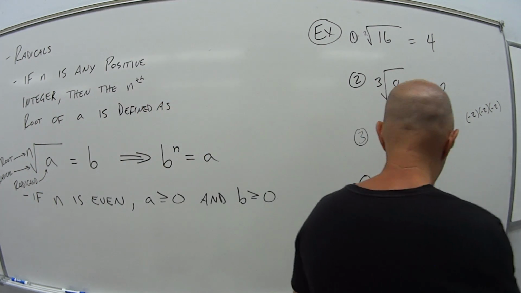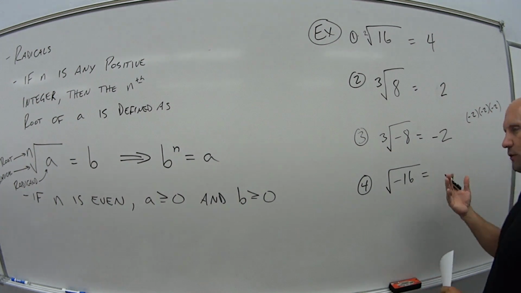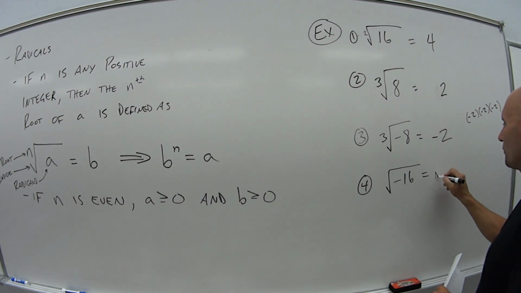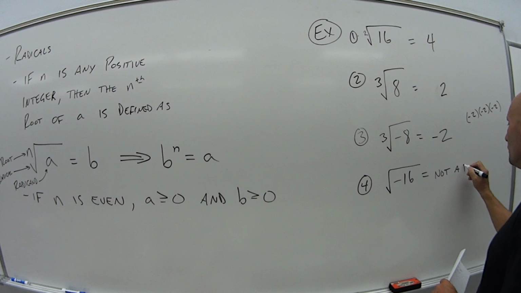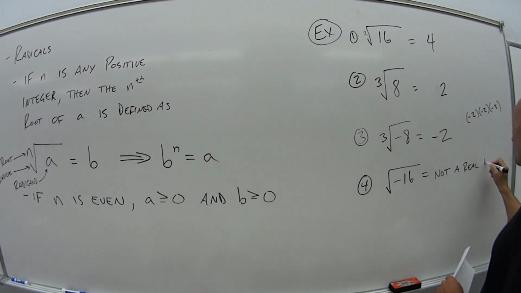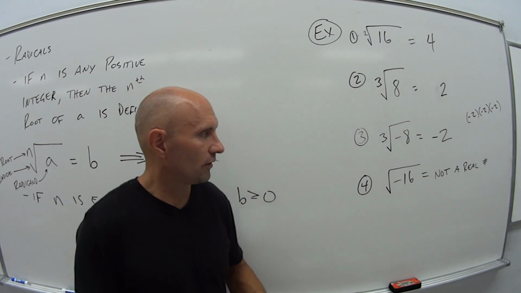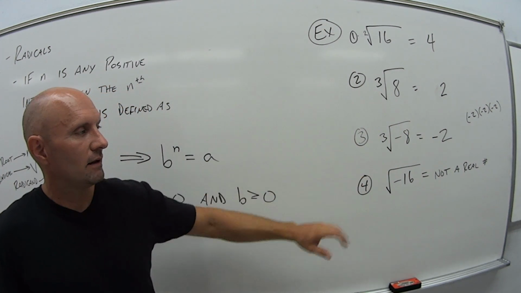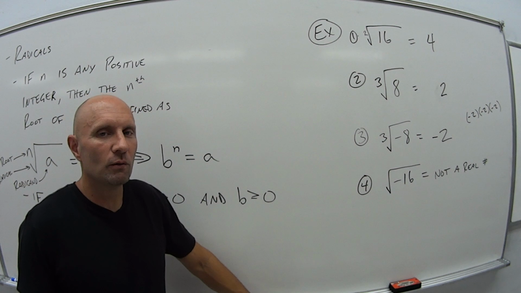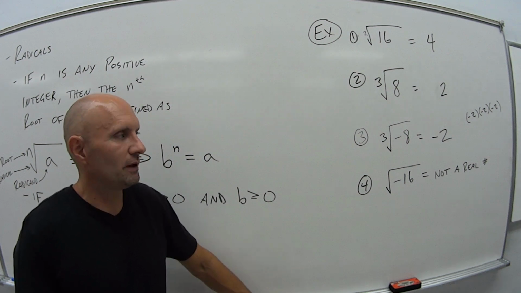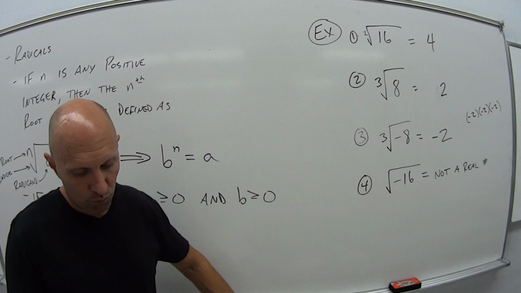So for now, for this section, if you're doing the homework, your answer is going to be not a real number. Again, what is chapter 1 all about? It's about real numbers. So at this point, if we have something like this, square root of a negative number, our answer is simply going to be not a real number.